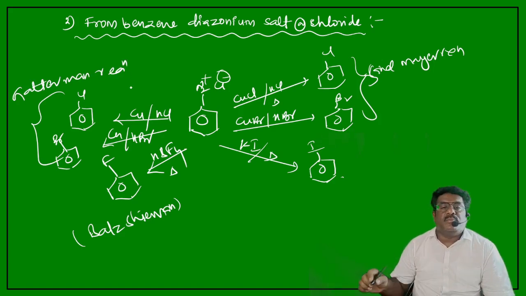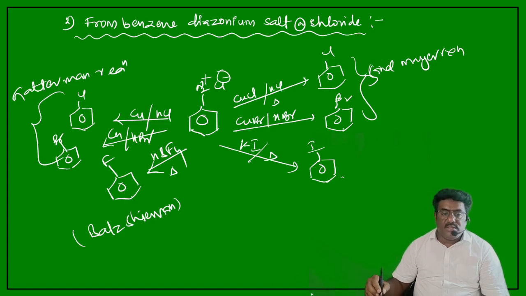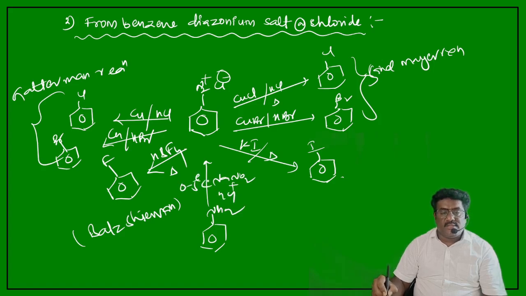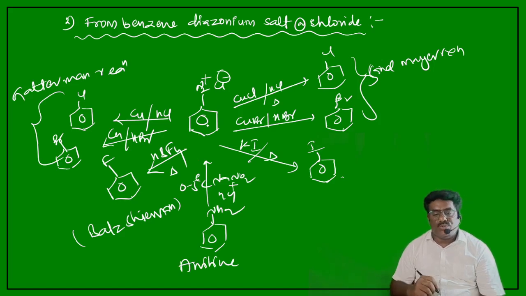This is the preparation from benzene diazonium chloride or benzene diazonium salts. How can benzene diazonium be formed? From aniline, C6H5NH2, with NaNO2 plus HCl at 0 to 5 degrees Celsius, it gives benzene diazonium chloride. The process is the diazotization process.